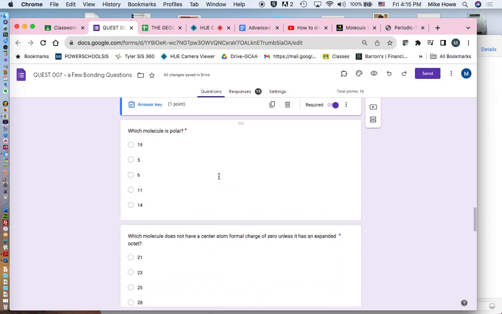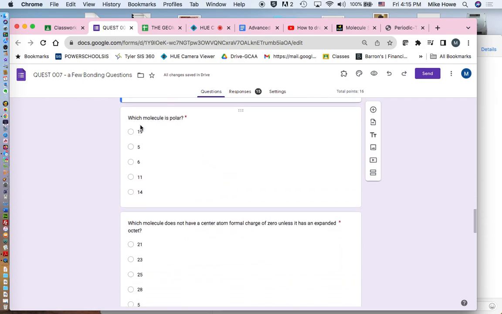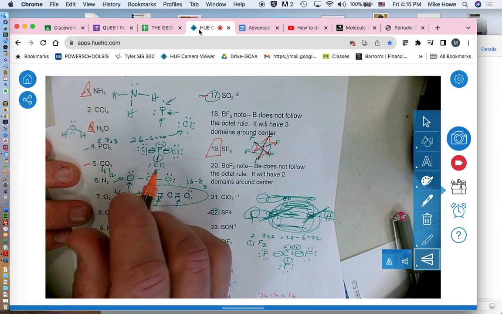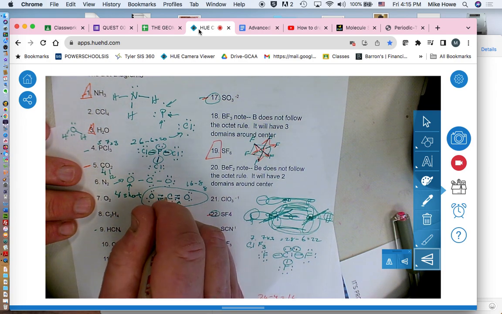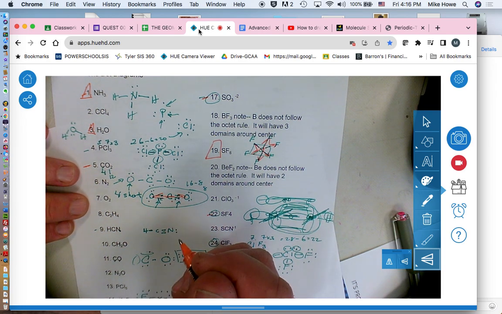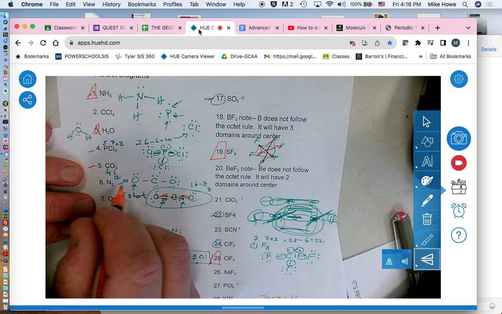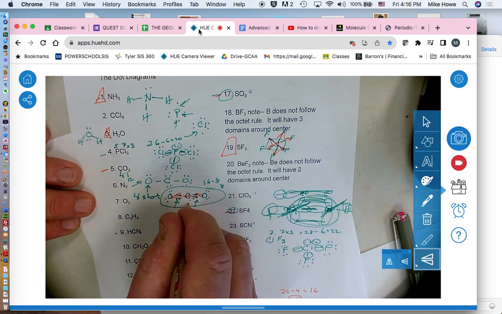Okay, next question, which one is polar? Well, we already know it's not 19. So we'll go back and look at 5 and 6. So 5 looks like this. It was a straight line molecule, carbon dioxide right here. So the electrons are going to go this way and that way. So they're going to cancel out.